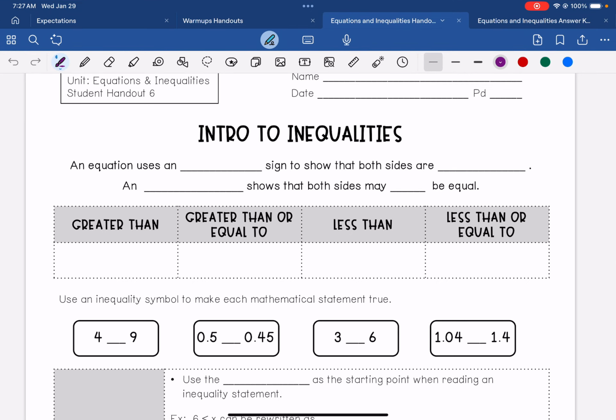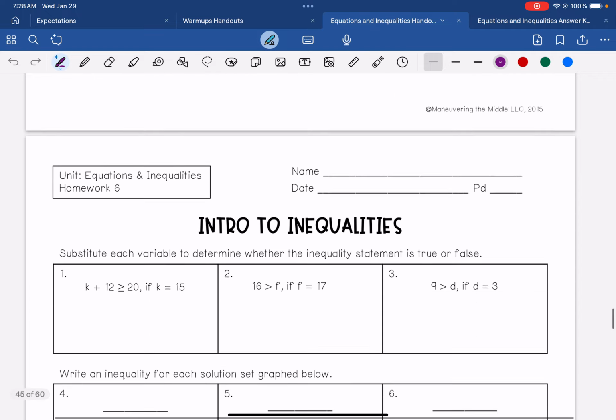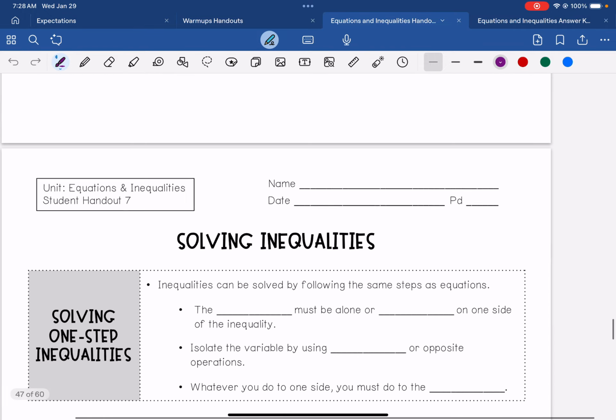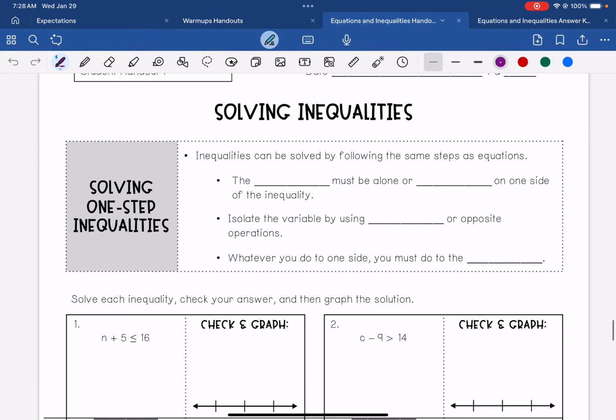All right, everybody, this is Mr. Stevens here. And today I am going to teach you all how to solve inequalities. So it's kind of like Mr. Morgan, only even better because it's Mr. Stevens.